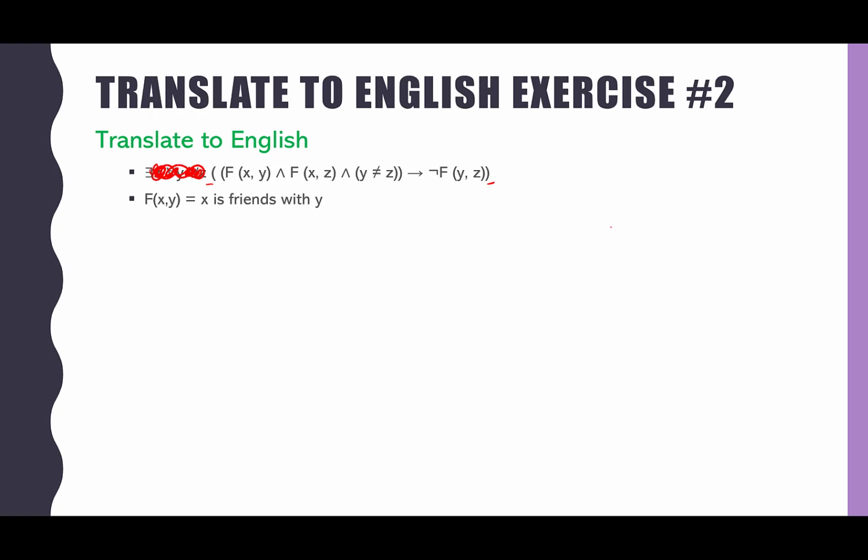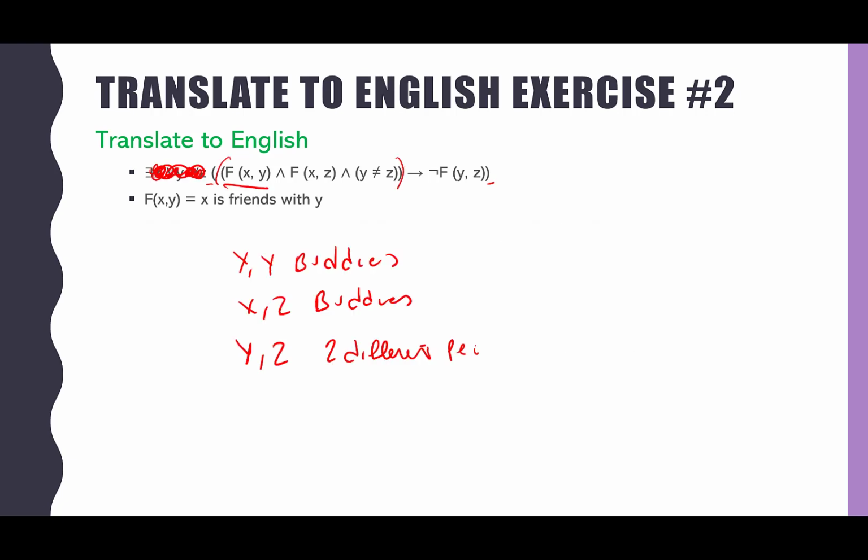Now, let's figure out what's going on in this mess right here. This is a triple conjunction, if you will. It's 3 statements being ANDed together. So statement number 1 is this one. We're just saying that X and Y are buddies, right? They're friends. We're also saying that X and Z are buddies. We're also saying that Y and Z are 2 different people.